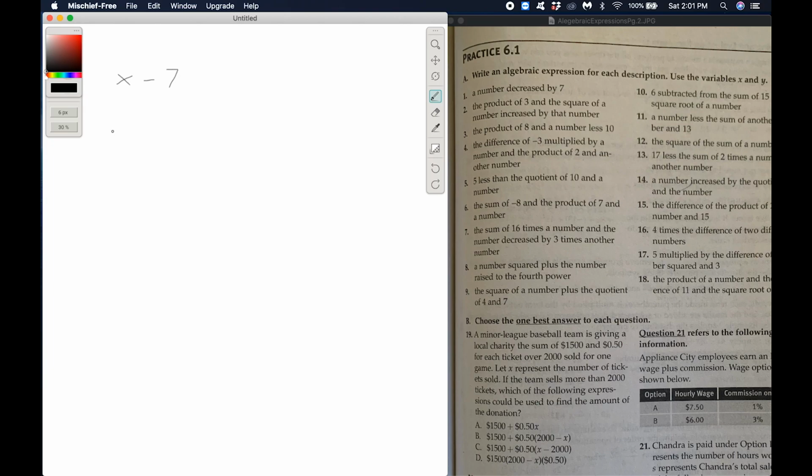Okay, so let's do this. The product of 3, so we have 3 here. Product of 3 and the square of a number. Okay, so x squared.